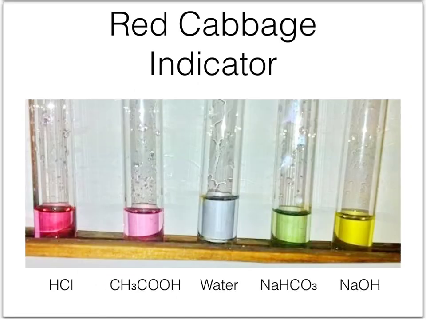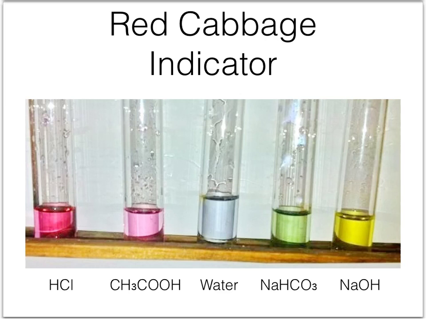This is red cabbage indicator in different solutions. So it's sort of this pale blue in straight neutral water. We go to a weak base and it's lovely green. Go to a strong base and it's yellow. If we go to a weak acid, it's a sort of a pale pink. And hydrochloric acid, which is a strong acid, we're talking about it going to a much deeper colour pink.